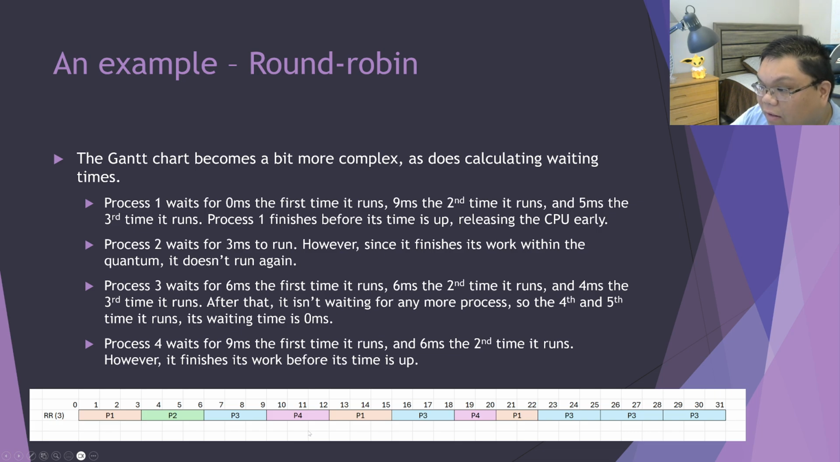And then process 4 runs twice. So the first time, it runs for 3 milliseconds after it has waited for 9 milliseconds. And then it goes back to the line, and then it has to wait for another 6 milliseconds after that. And then it gets to run for the second time.